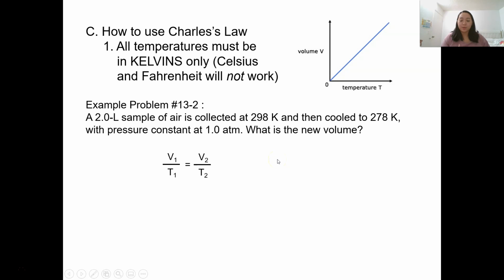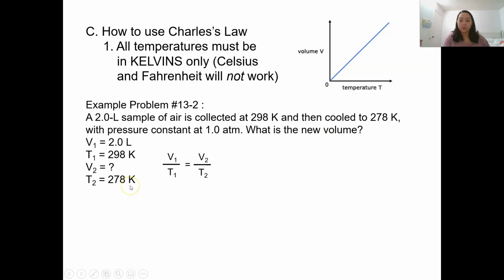Now, just like always, we have to identify what is given to us. The first thing that's given to us is V1. V1 is 2 liters. That's what we start with. Remember, V1, T1, or anything with the subscript 1 means that it's something we start with. 2 is what we end with. So let's see if we have T1. In fact we do. T1 is 298 K. And then V2 we do not have, and that's actually what is asked of us. So the new volume here is V2.